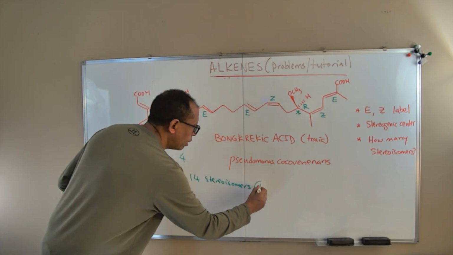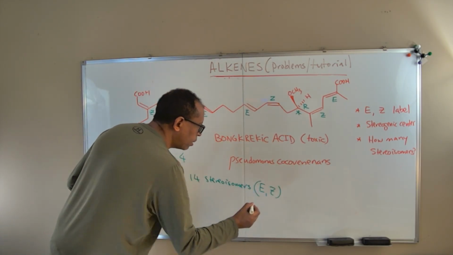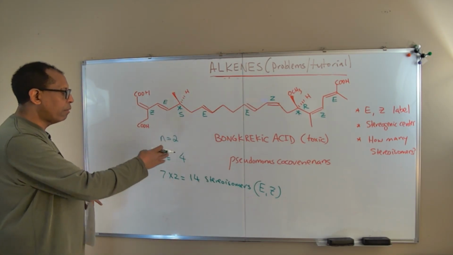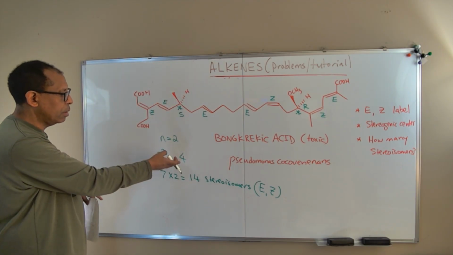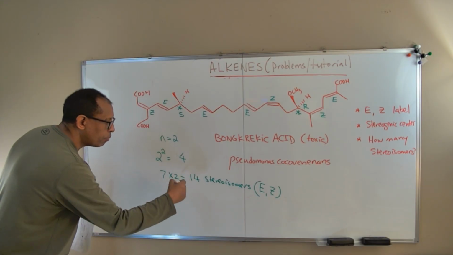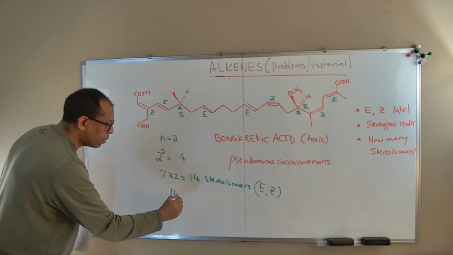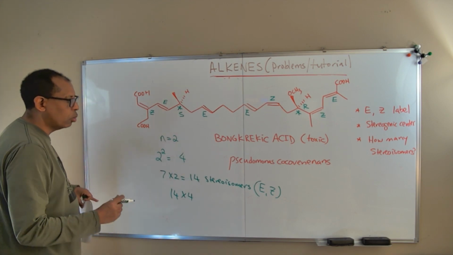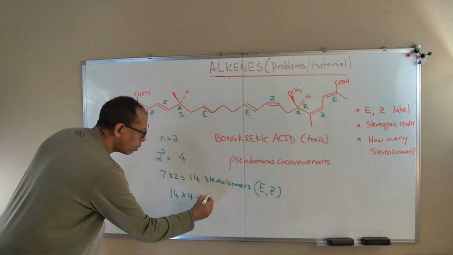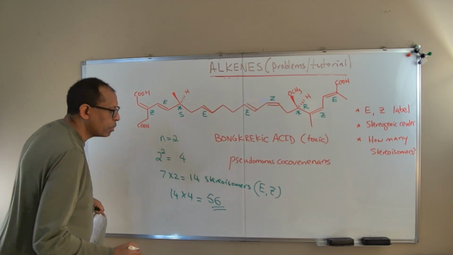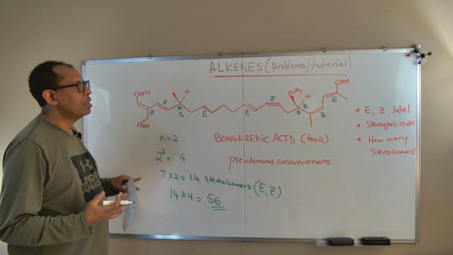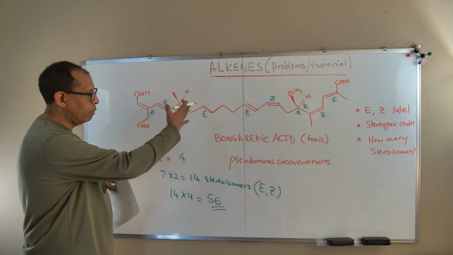As E and Z. That means the double bonds can have both possible stereoisomers. 14. Each one of those can also have 4 stereoisomers. So 14 stereoisomers of E and Z type times 4 stereoisomers of R and S, or the diastereomeric relationship. There could be 56 different stereoisomers for this compound. So you could have 56 different stereoisomers of this compound.